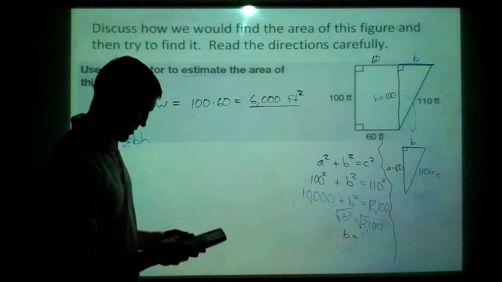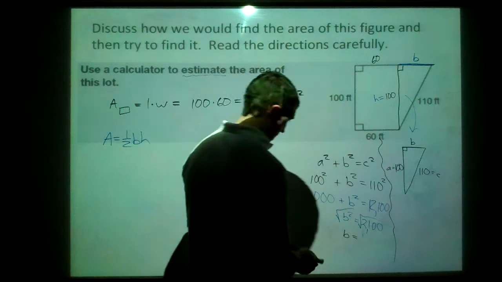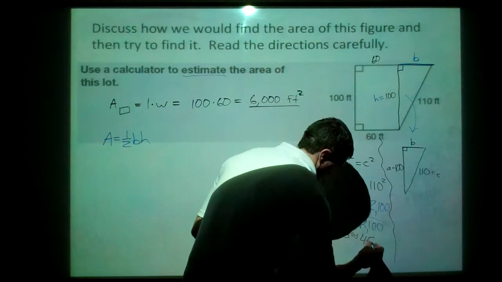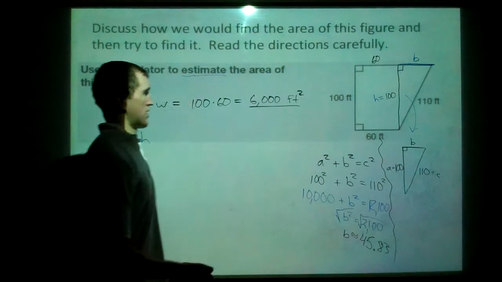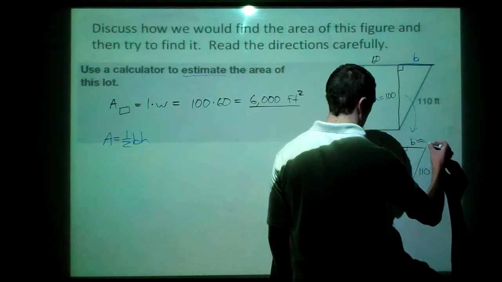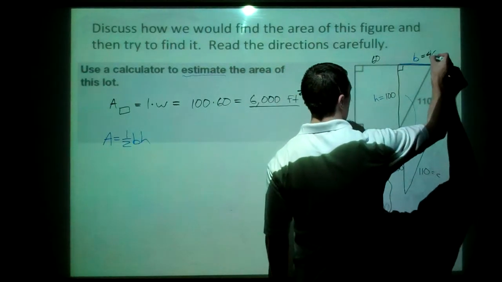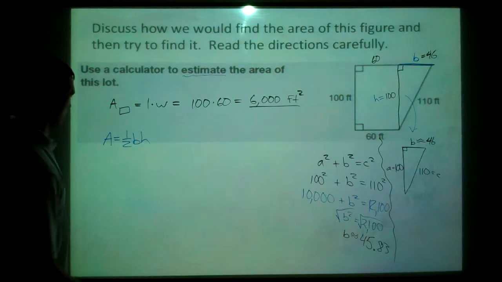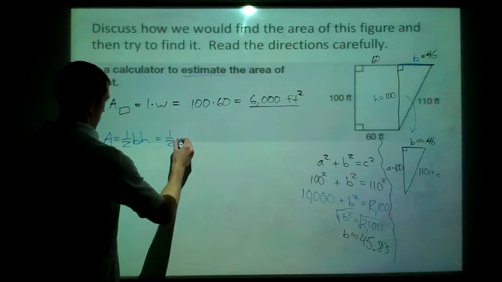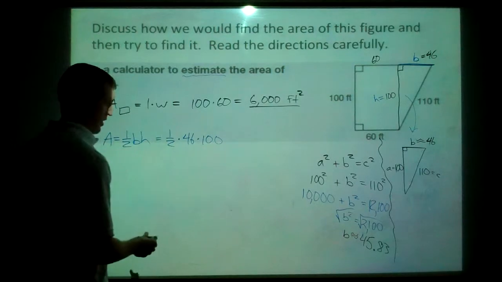We won't get something very nice probably, so I'll use my calculator. Second, square root of that: about 45.83. They said we get to round, so I'm going to round 45.83 up to 46. Okay, so now we have a base. It's taking us a lot to figure this out, but we finally have a missing piece. 46. So let's put that into our triangle formula for area. Now we have 1/2 times 46 as our base, times our height, which is 100.